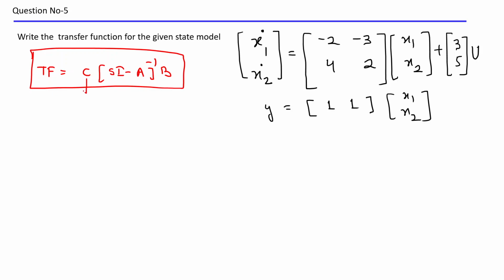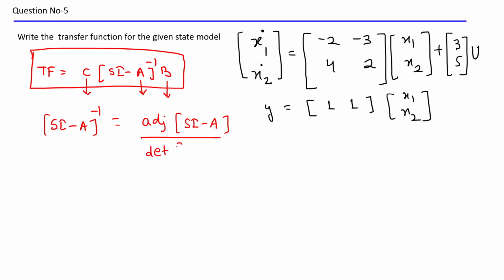Once you know the C value, the A value, and the B values, then you have to find this (sI minus A) inverse. Okay, how do you find the inverse of any matrix? It is the adjoint of sI minus A divided by the determinant of sI minus A.